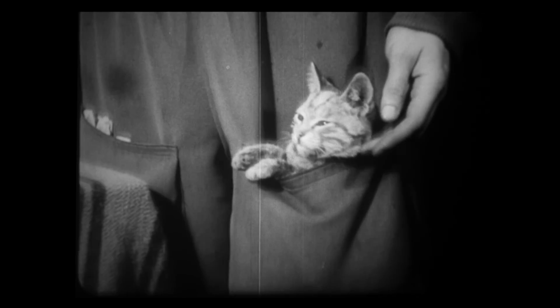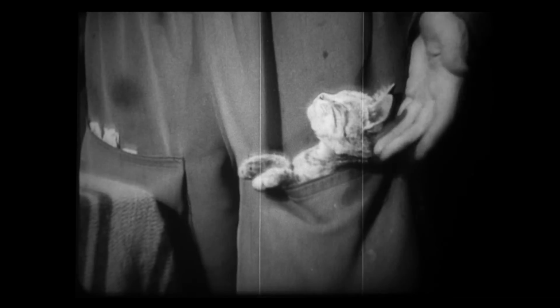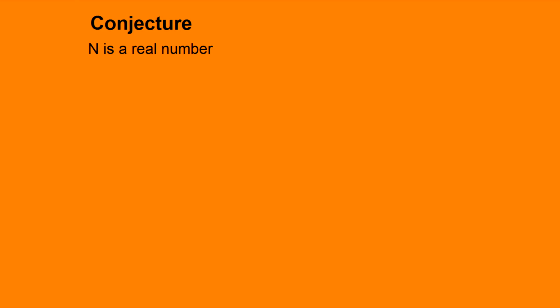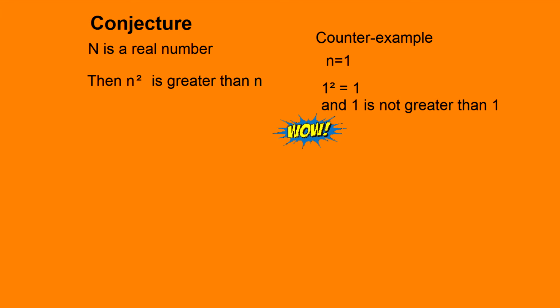To disprove a hypothesis, you need a counterexample. A counterexample is a statement that shows a scenario or any possible way in which the conjecture doesn't work. For example, if n is a real number, then n squared is greater than n. The counterexample to this would be, when n is 1, the conjecture is false, since 1 squared is not greater than 1.